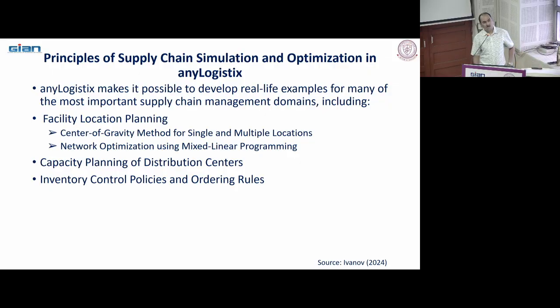Inventory control policies and ordering rules. Yesterday I asked you what are some inventory control policies. So you mentioned EOQ, economic order quantity, then minimax policy is there, RQ policy is there. Basically you don't need to practically implement those policies in your warehouse. You can just model your network here, and then you can use different policies, and then you can see what is the impact of each policy on your supply chain performance.